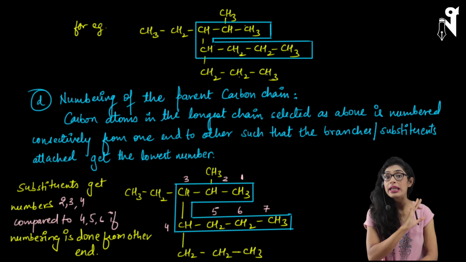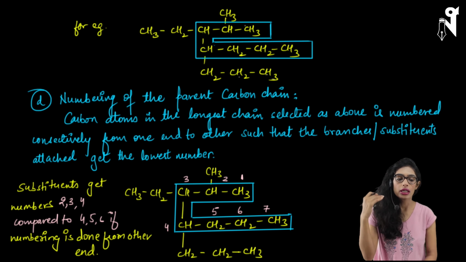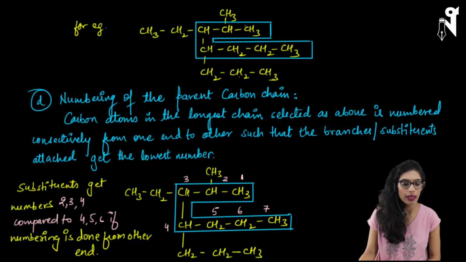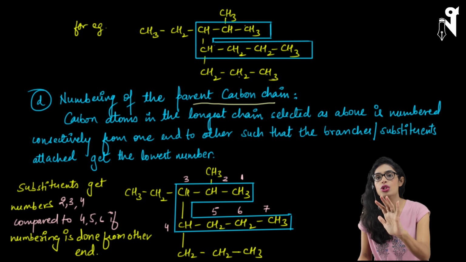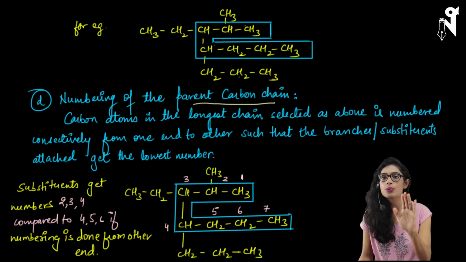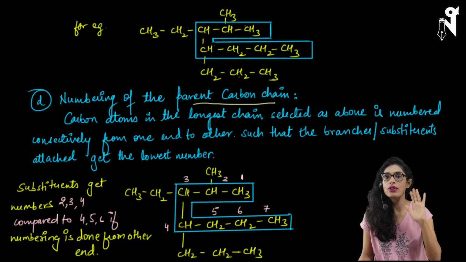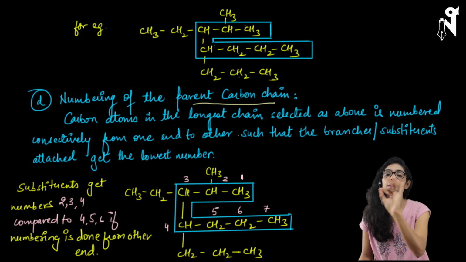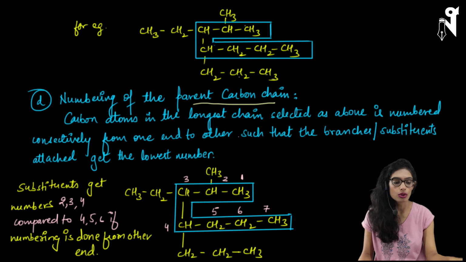Next, till now we have not named the compound yet. We are just trying to find out the primary chain and the branches so that we can name them later on. Come to the next rule, numbering of the parent carbon chain. Now we have got the parent chain or primary chain or principal chain and substituents. Till now we have not named it. In the next rule also we are not naming it, we are just numbering the carbons in the primary chain, or the principal chain, or the parent chain, whatever you want to call it.